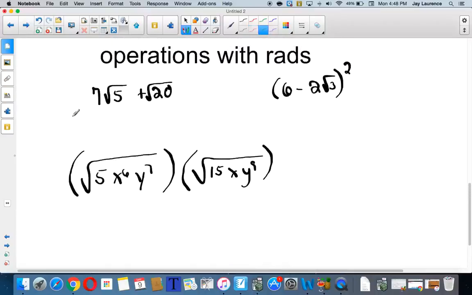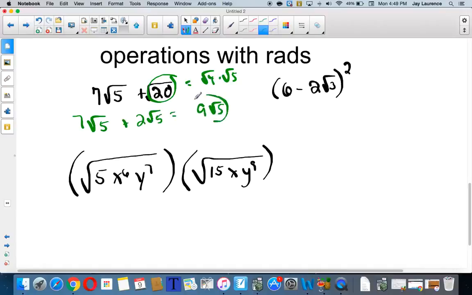Au contraire, mon frère. All right. I can change this, can't I? Can't I simplify this? Wouldn't that be rad 4 times rad 5? And therefore it would be 2 rad 5. And now they are like terms, and so I have 9 rad 5. And there you go.